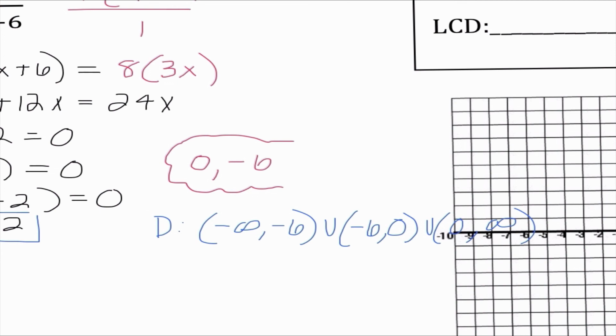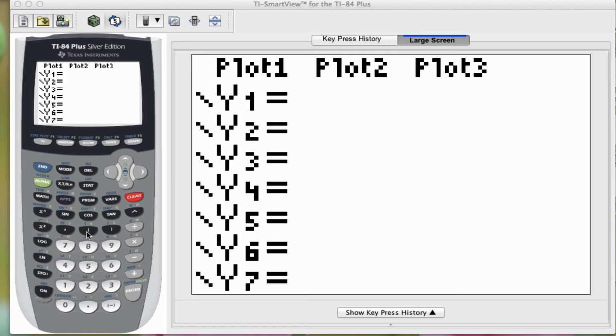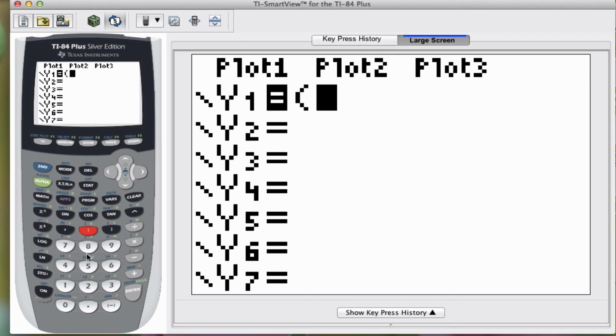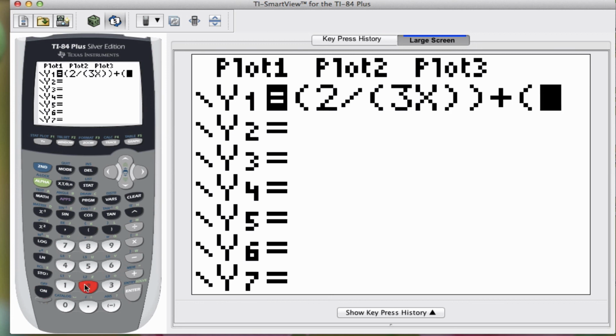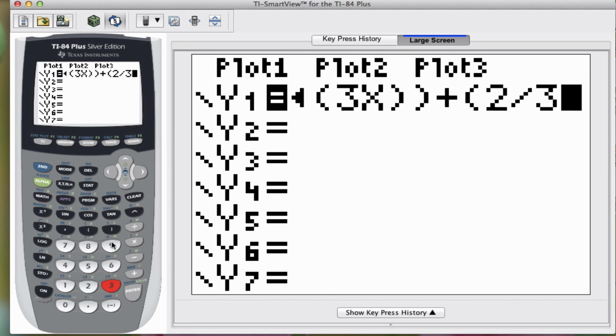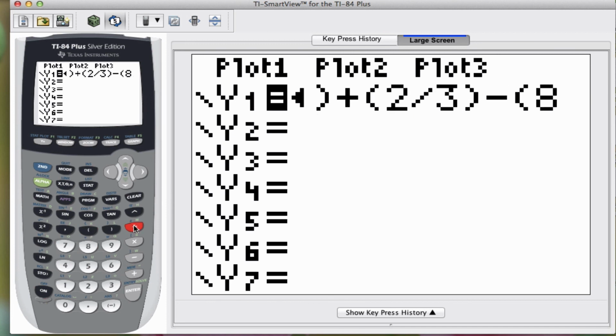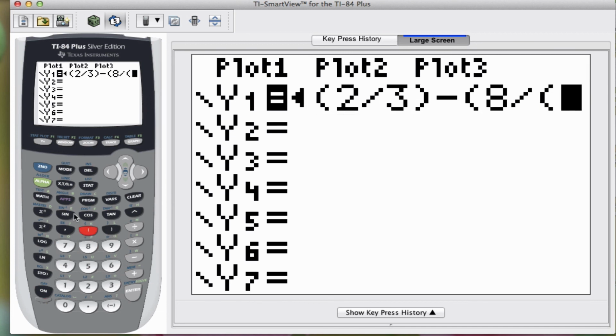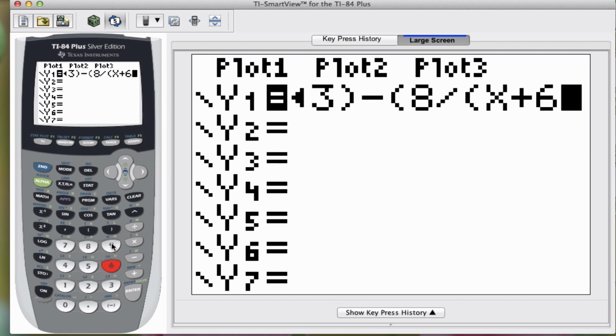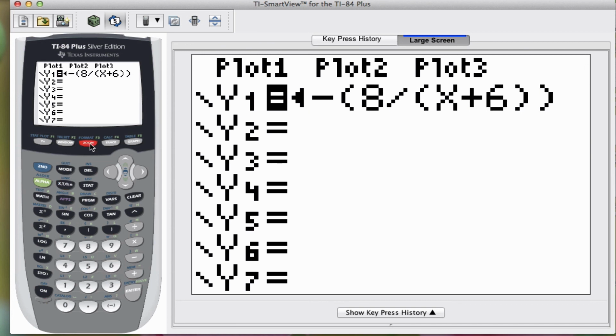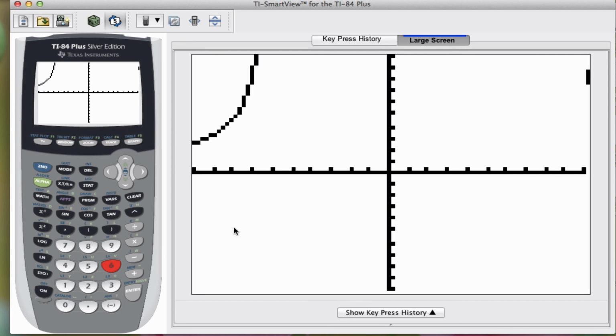And let's go ahead and look and see what that looks like when we actually graph. Final problem here. Okay, I cleared it out again and I'm doing 2 divided by 3x plus 2/3 minus 8 divided by x plus 6. So I'm going to press zoom 6.